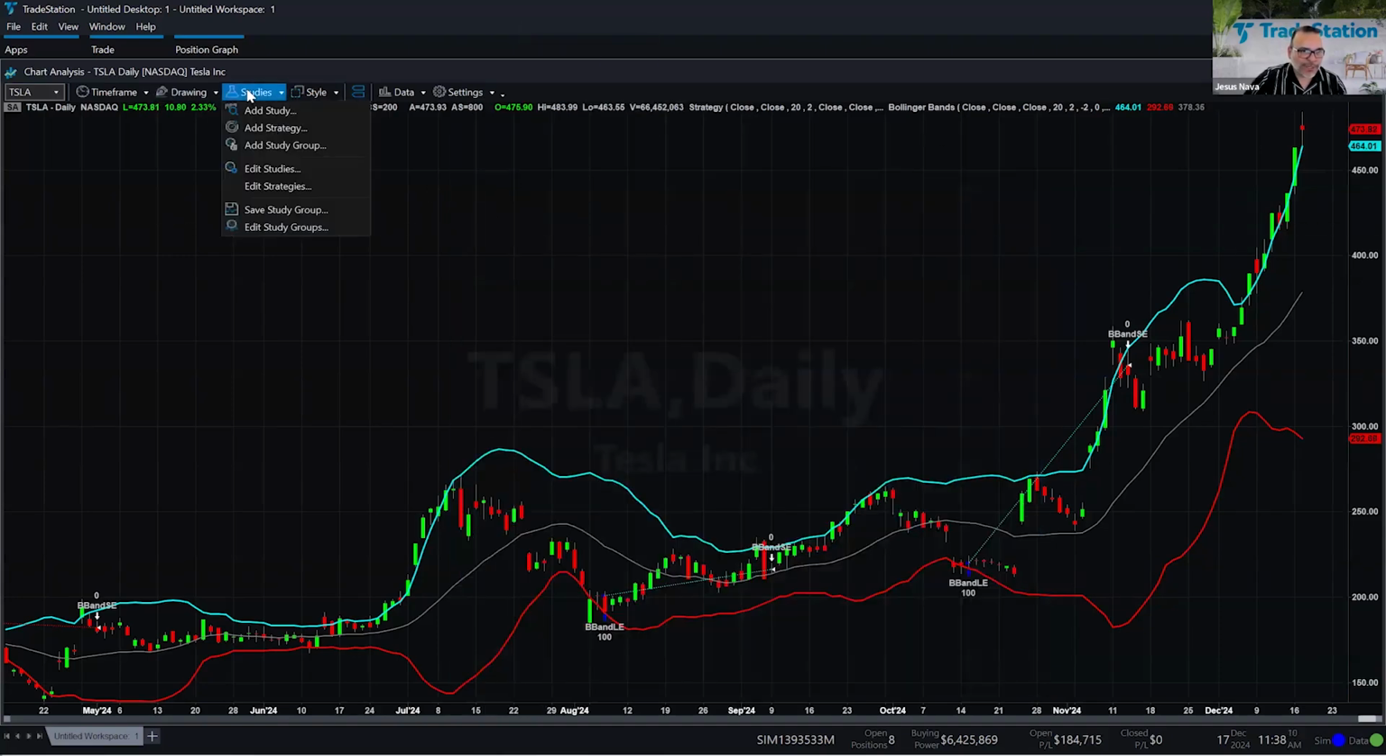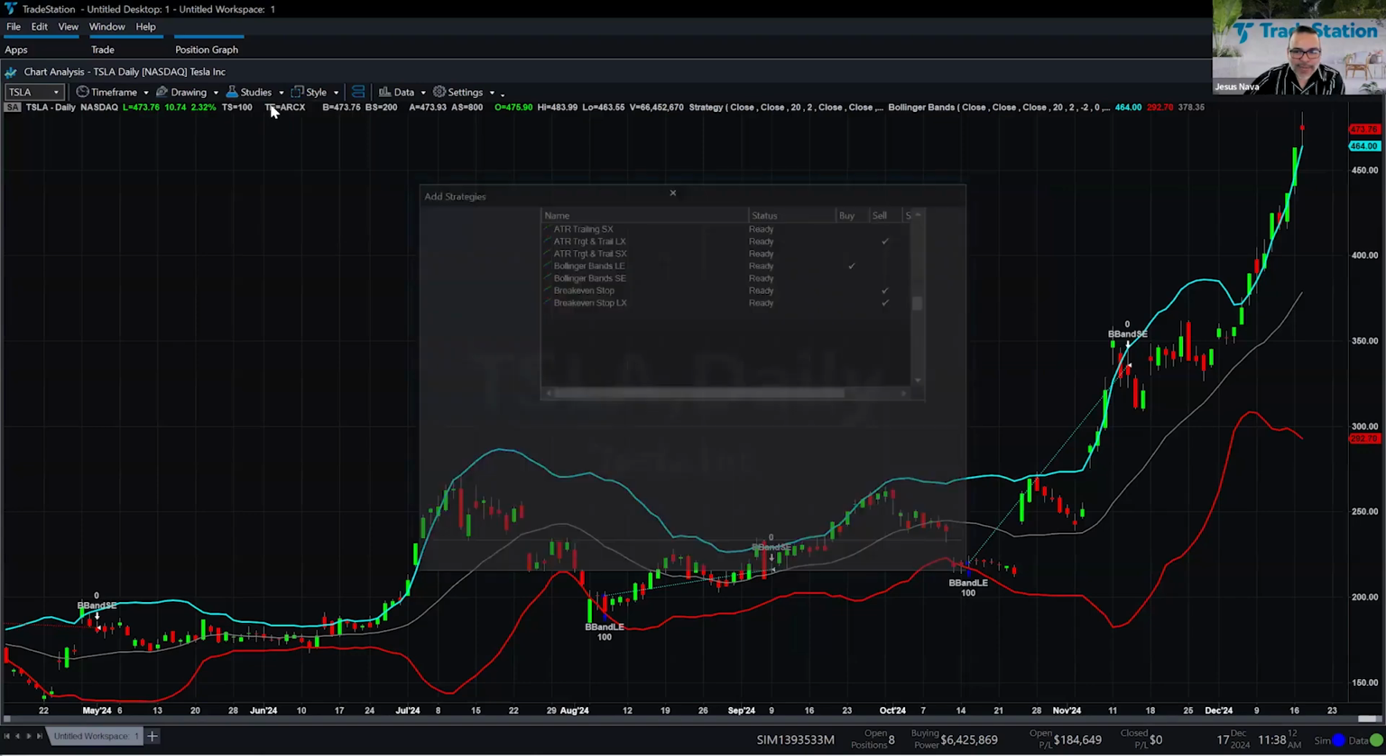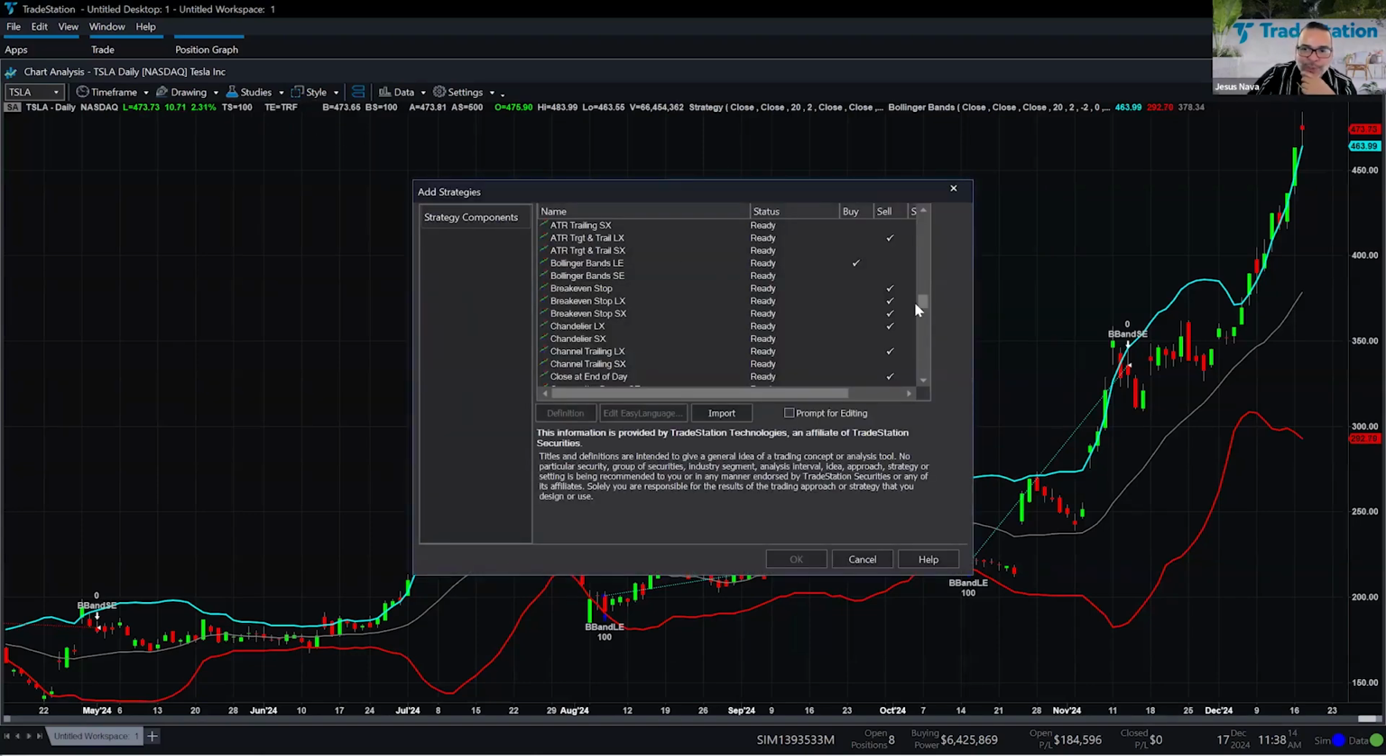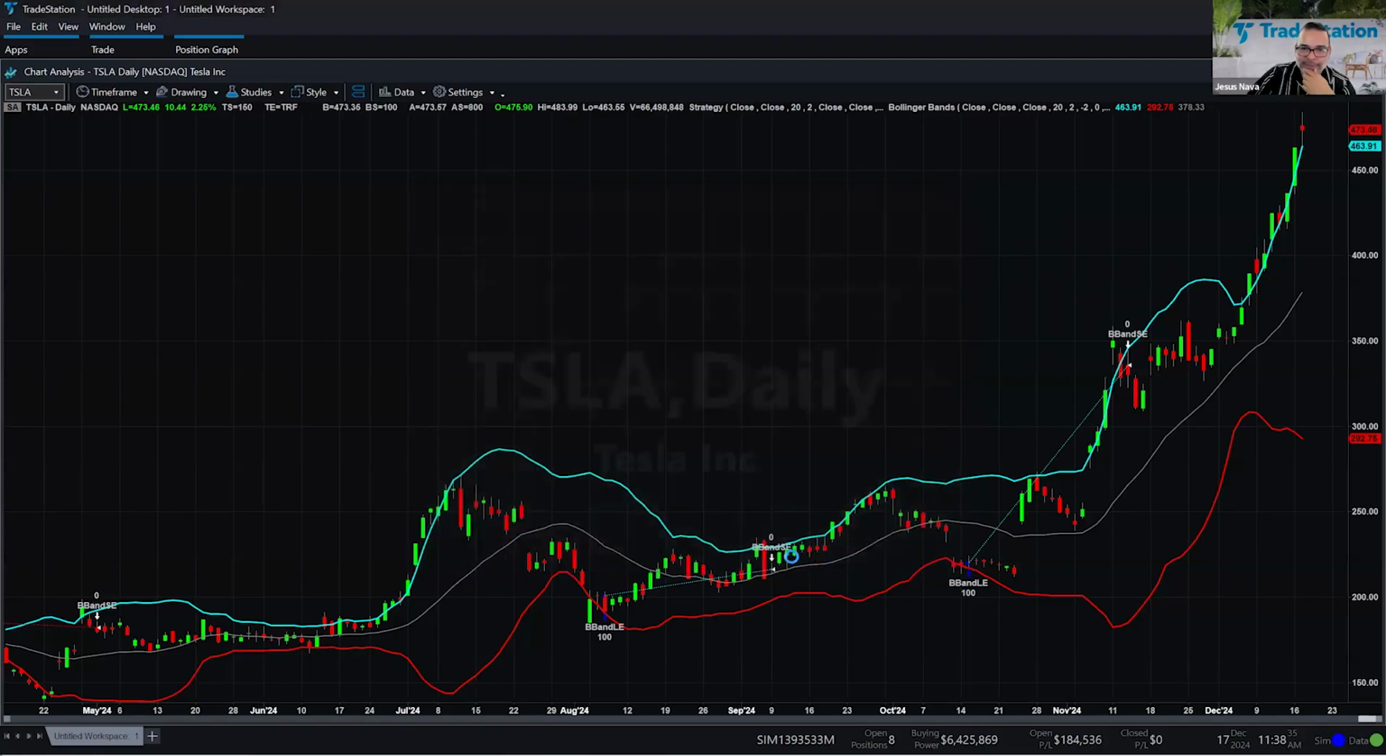Let me go here to studies. I'm going to add a strategy, and I'm going to use something that I don't use a lot, but I think it has a lot of exits, a lot of ways of managing exits, which is really cool on strategy trading, and it's called underscore stops and targets right here. This is a built-in strategy. It's not custom, it's built-in. You should have it. And I'm just going to add it.